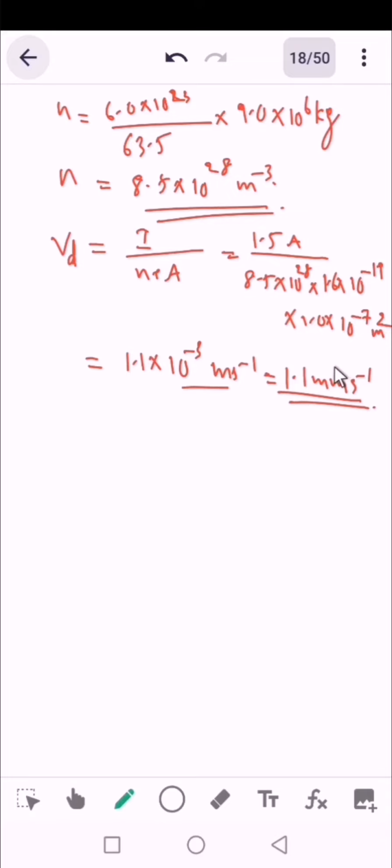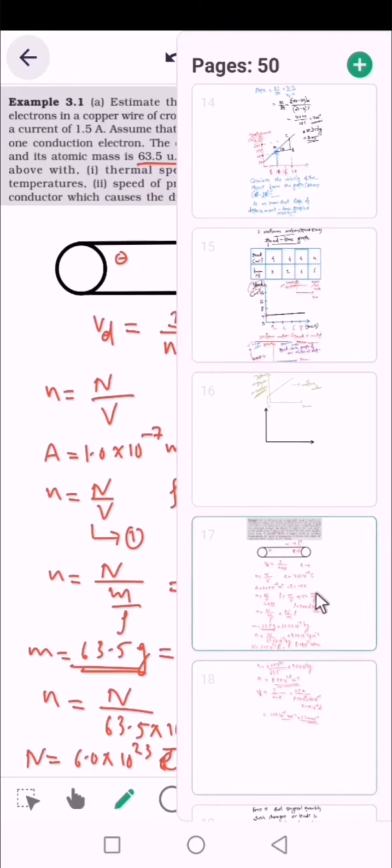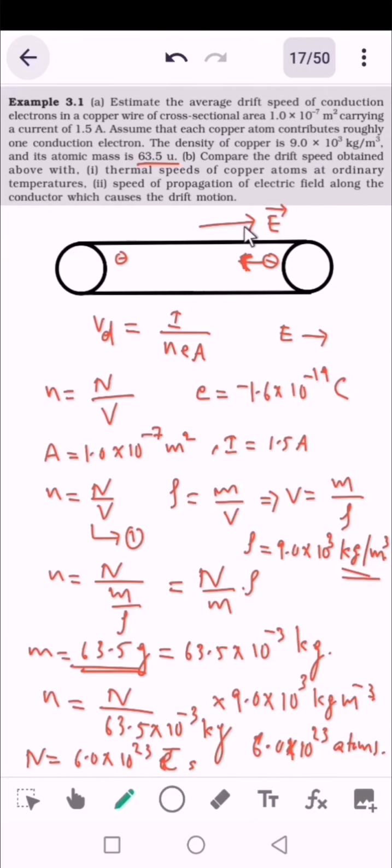So this drift velocity is expressed in millimeter per second. Okay, so you got this. So what are the steps we followed? I will explain to you once more. As we know, the electrons drift in a direction just opposite to the direction of the external electric field you apply, and we have the expression for drift velocity, which is Vd equals I divided by nEA.